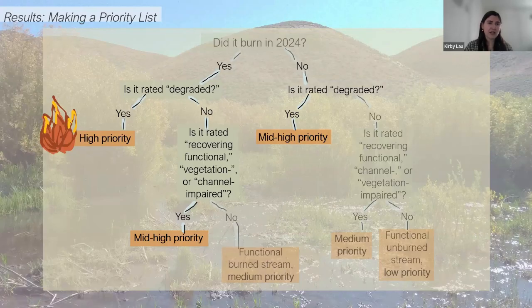And so those highest priority reaches are shown in orange here on the key, and they're kind of highlighted. And notably, although we made this rudimentary key up, something similar could definitely be used in other burned sagebrush systems to help managers prioritize reaches for restoration.